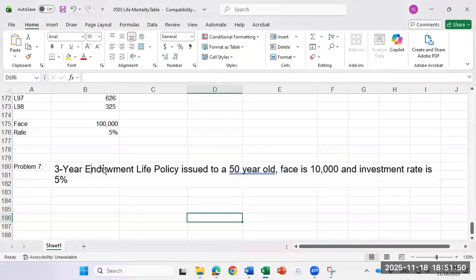Right, so it's a 3-year endowment life policy. So what is an endowment life policy? This is the product that the IRS doesn't like, because it kind of implies you're buying life insurance in order to avoid taxes. So what an endowment life policy does is, if you die, it pays the death benefit. And at the very end, if you're alive, it pays you a benefit for being alive.